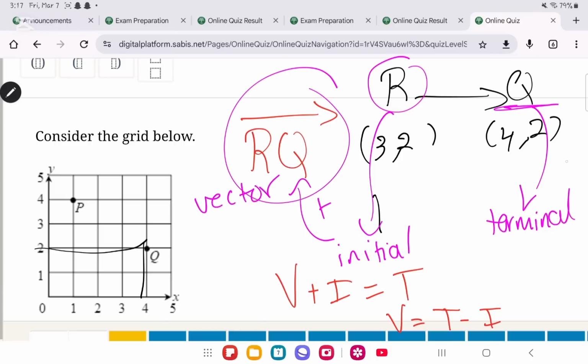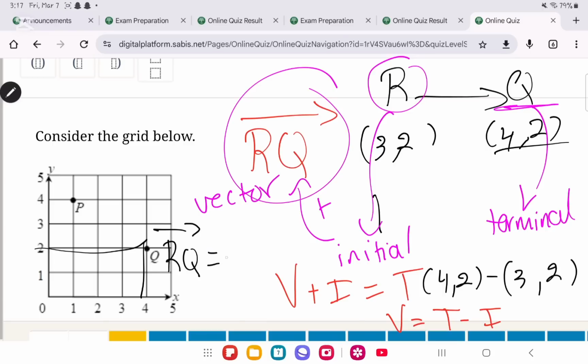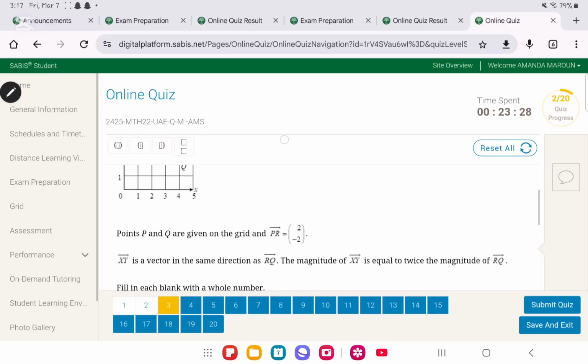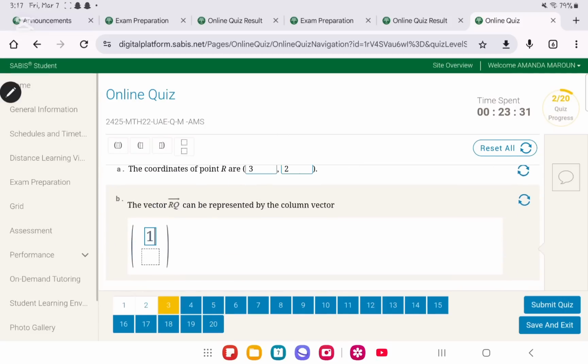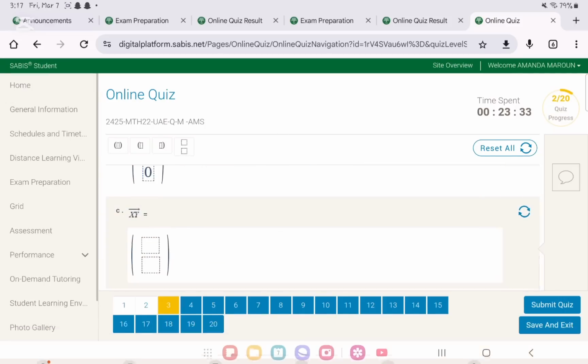So you're going to take the terminal point, which is Q, so 4, 2, minus the initial point, which is R, so 3, 2. You're going to subtract them, and you get that the vector RQ is equal to 4 minus 3, which is 1, and 2 minus 2, which is 0. So the vector RQ is equal to 1, 0.